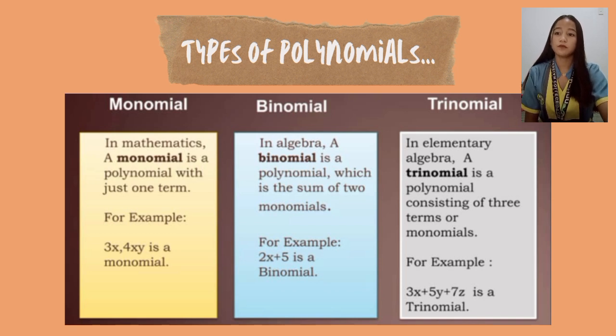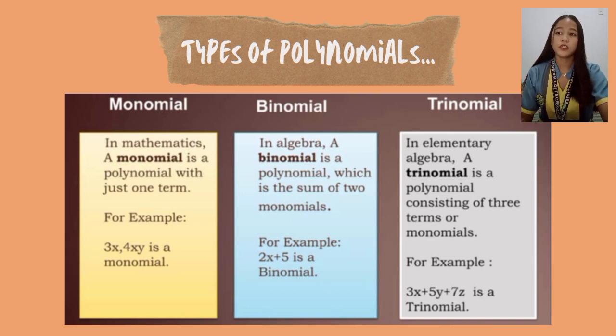In mathematics, a monomial is a polynomial with just one term. For example, 3x or 4xy is a monomial. In algebra, a binomial is a polynomial which is the sum of two monomials. For example, 2x plus 5 is a binomial. In elementary algebra, a trinomial is a polynomial consisting of three terms or monomials. For example, 3x plus 5y plus 7z is a trinomial.